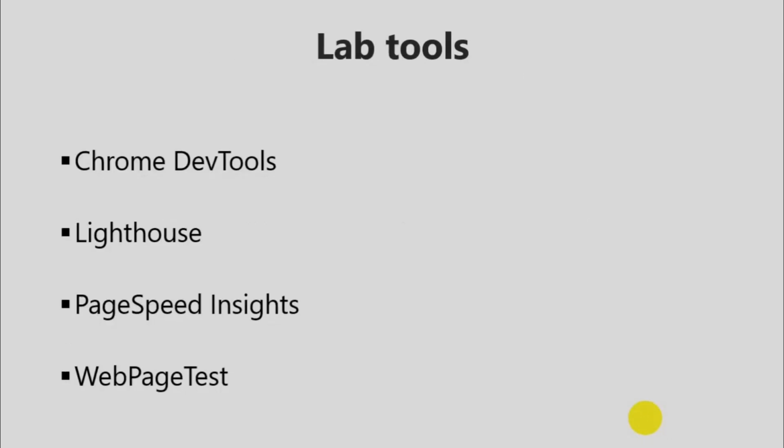Here are some lab tools you can count on: Chrome DevTools, Lighthouse, PageSpeed Insights, and WebPageTest. These tools help you perform experiments in a controlled setting, just like scientists in a lab, to see how your website's performance measures up. Conducting lab measurements is the most effective method to assess feature performance during development, long before they are made available to users.